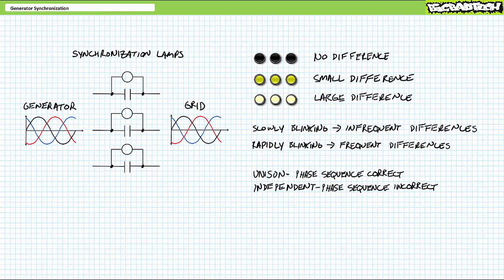Synchronization lamps are clear, easy-to-use indicators of when it is and when it isn't appropriate to synchronize. However, because of their simplicity, they don't really give operators any clue as to which direction to go when a mismatch occurs. Is it too fast or too slow? Is voltage too high or too low? All you know is that there's a difference.